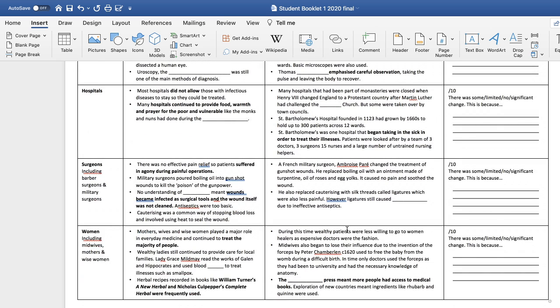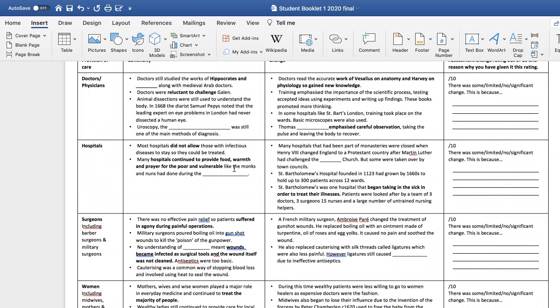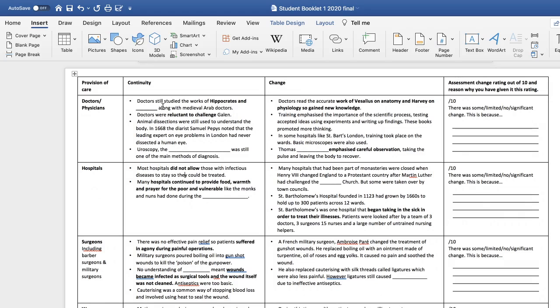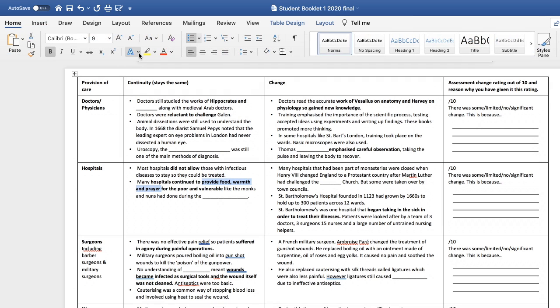So we'll do one together. We'll stick with hospitals because we're on that theme anyway. So we're looking at hospitals, continuity. Continuity, if you don't know it, means stays the same. So what things have stayed the same? Most hospitals did not allow those with infectious disease to stay so they could be treated. So infectious diseases are still not allowed to be in hospitals. Many hospitals continue to provide food, warmth, and prayer for the poor and the vulnerable. So these things over here have stayed the same.